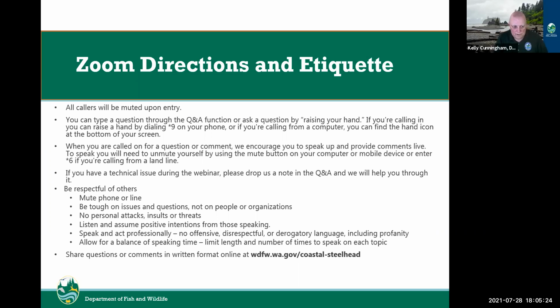I think very importantly, we all have values around this issue, and like I said, perspectives. But let's try to assume good intentions from others who maybe don't share your perspectives. I ask that you speak and act professionally. Please do not use any offensive, disrespectful, or derogatory language, including profanity, and allow for a balance of speaking time. So try to limit the number of times you speak on each topic if you can.